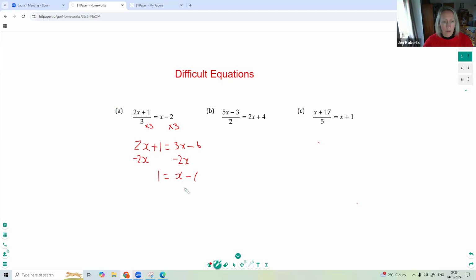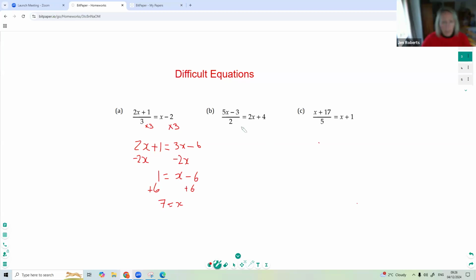How do I solve this now? I need to get this x by itself, so I'm going to add 6 to both sides. So we get 7 equals x. Okay, I'm just going to do 2 more.